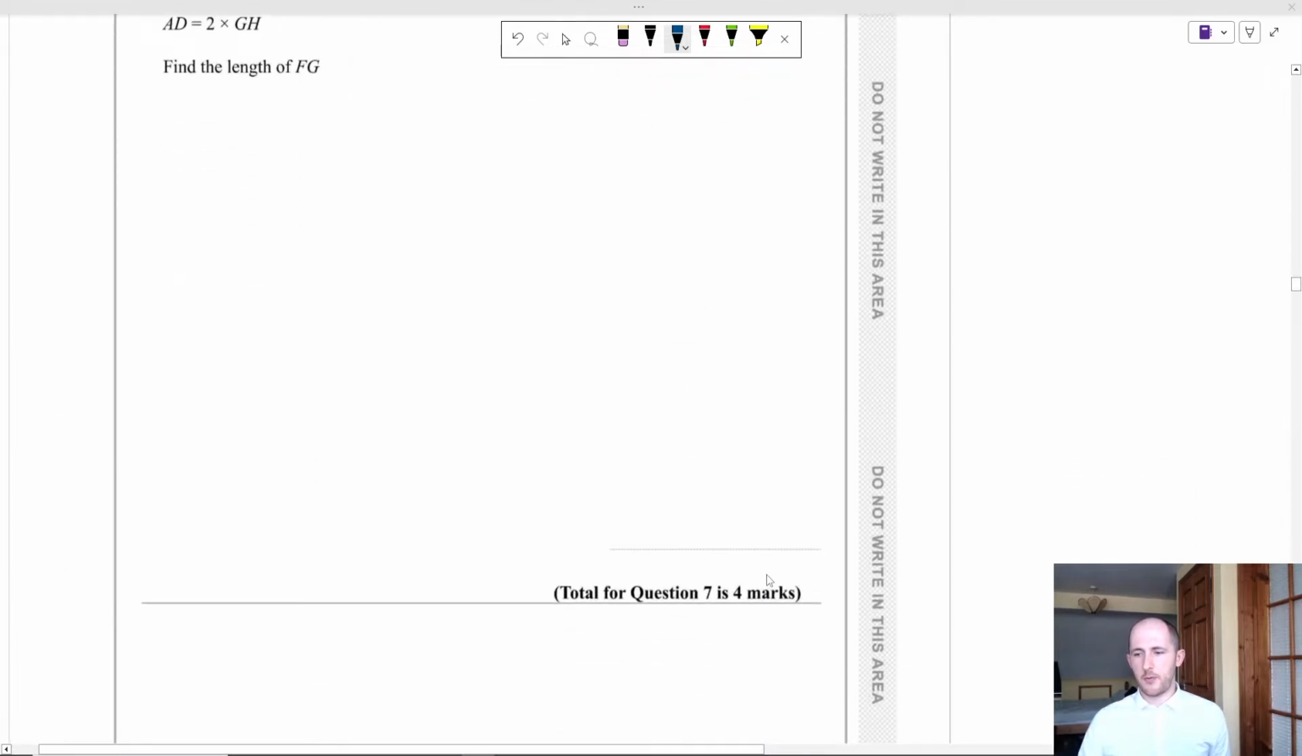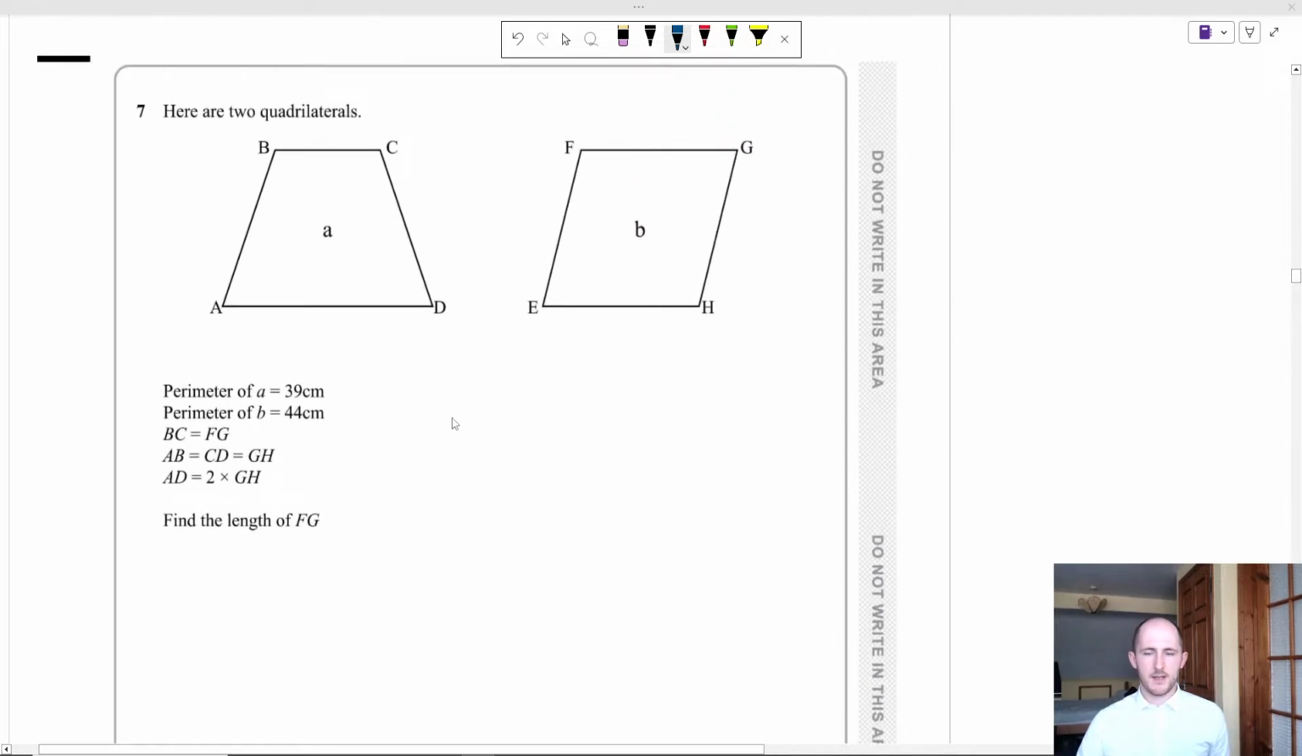This is another problem solving 4 marker. So we have 2 quadrilaterals, A, B, C, D. So this is obviously a trapezium. Well, I mean, you don't actually know it's a trapezium, but it's 4 sides. And you get this other shape here. And it tells you the perimeter of A is 39, the perimeter of B is 44, BC equals FG, AB is equal to CD, which equals GH, and AD is equal to 2 times GH.